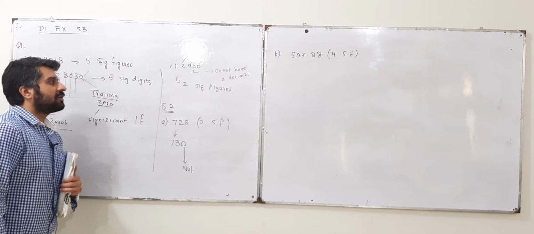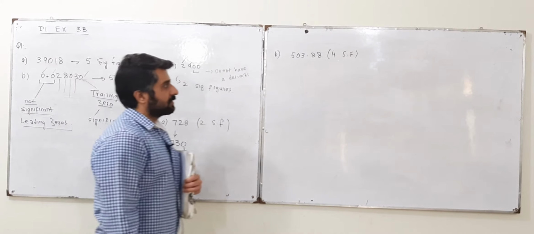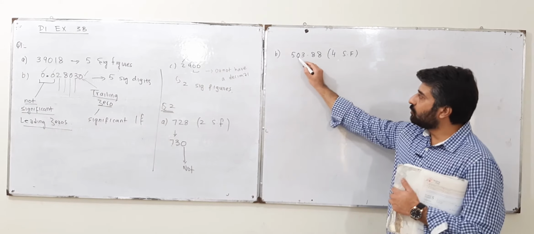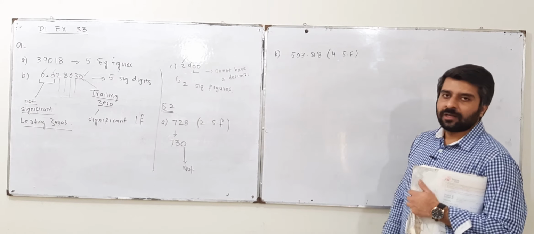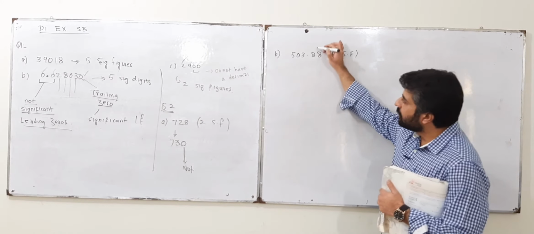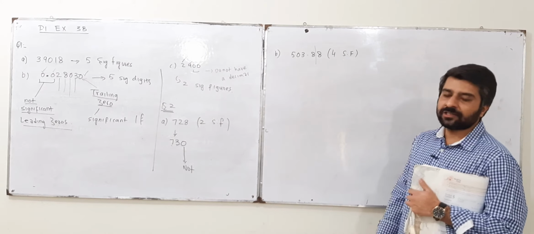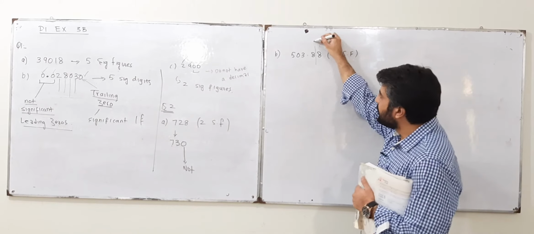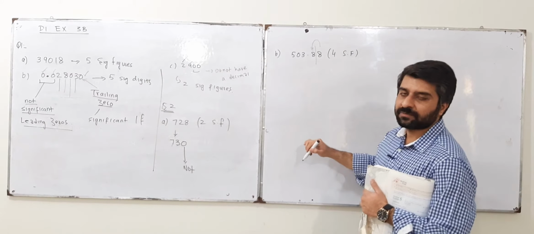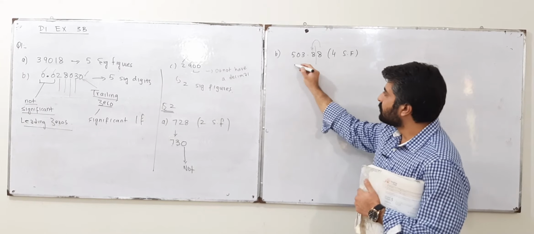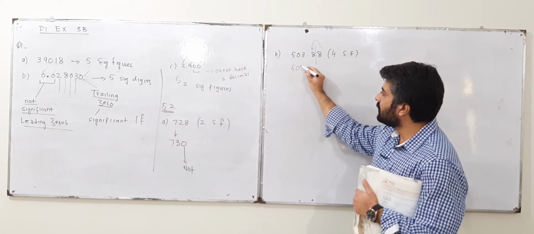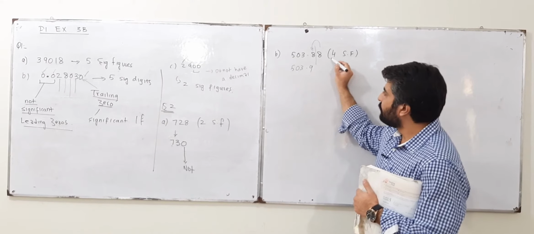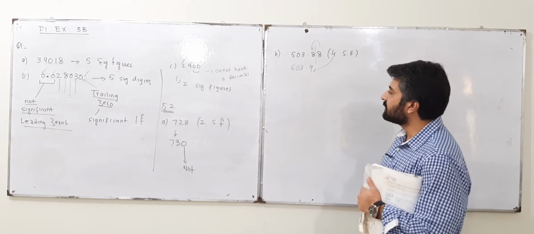503.88, round it off to four significant figures. Right now we have five significant figures here: 1, 2, 3, 4, 5. In order to round it off to 4, you can eliminate this 8, and when you eliminate this 8, increase this 8 by 1 as per the rule of rounding. So the answer is 503.9, and now you have four significant figures in this case.